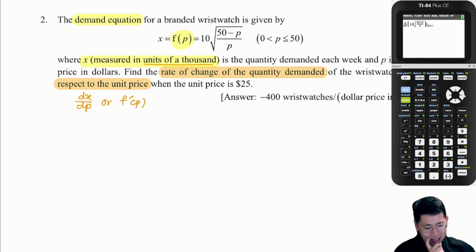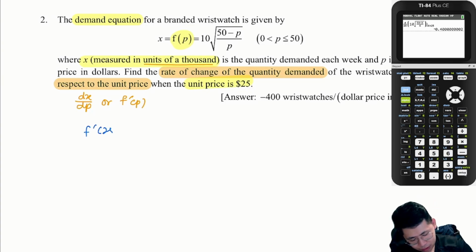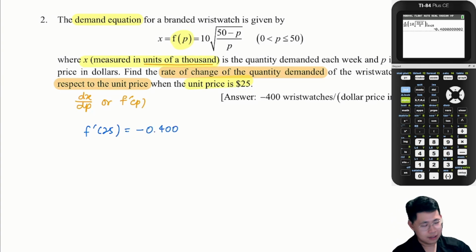Then I substitute in when the unit price is 25. So over here I put in 25. Let me evaluate this and I get negative 0.04. So f prime 25 is equal to negative 0.400, and so on. This one is f prime 25, or more like I just put 0.4, because I think at the back it is just 2 so it doesn't really matter.